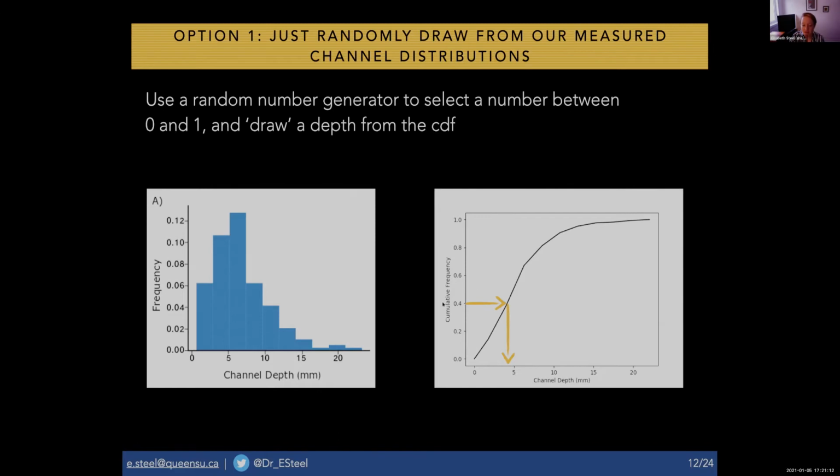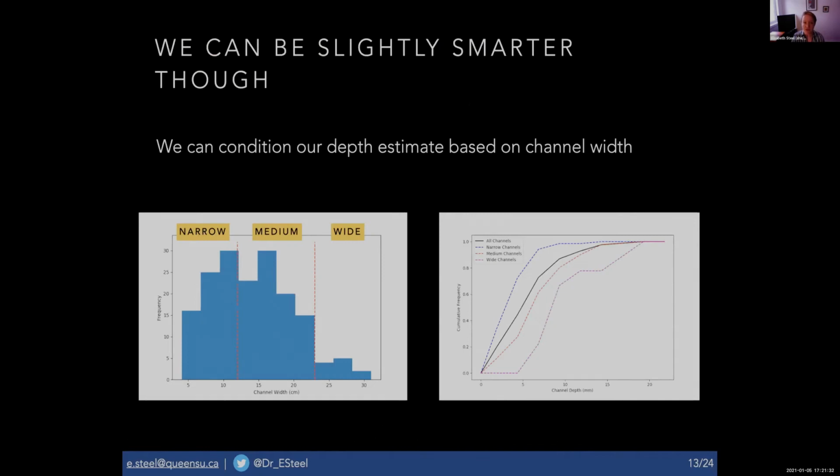And if you were to do this thousands and thousands of times and then replot the distribution of the data that you pulled out this way, it would match the distribution of the original data set. And so this is a statistically valid way to randomly draw from a distribution. So this is just based on all the channel depths, but we could be a little bit smarter than that.